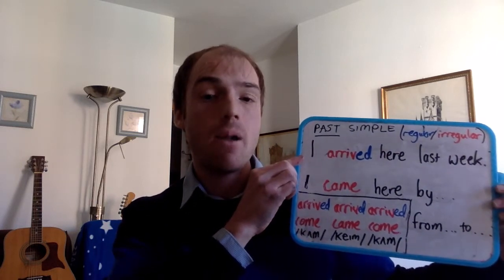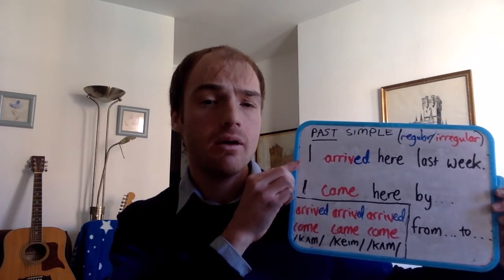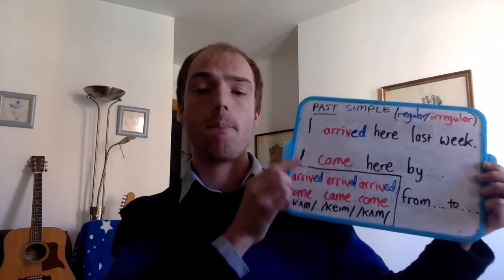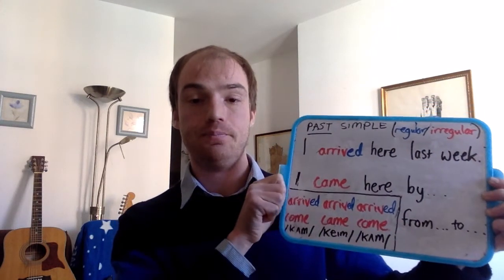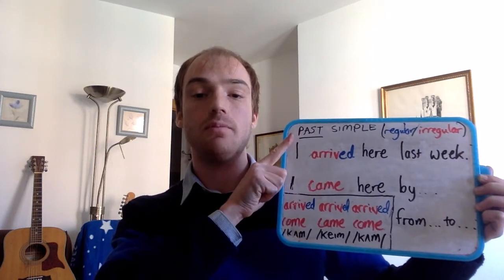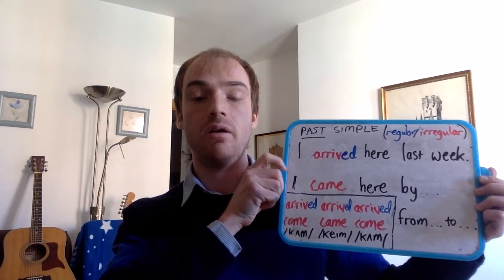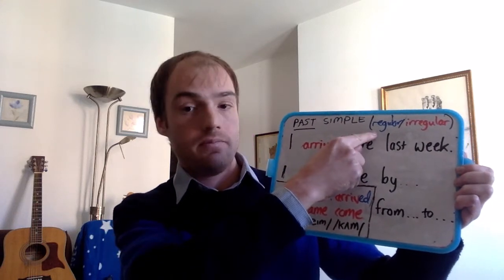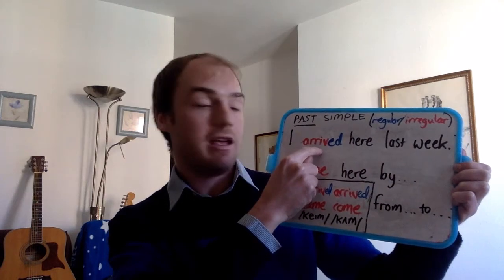I came here by, can you remember? Yes, that's right, train. From London to Huesca. Got it? Okay, so here we use the past simple. I arrived. Arrived. Can you say it? I arrived. So in the present we say arrive, in the past we say arrived. This is a regular verb. We just say arrive and we add ed.